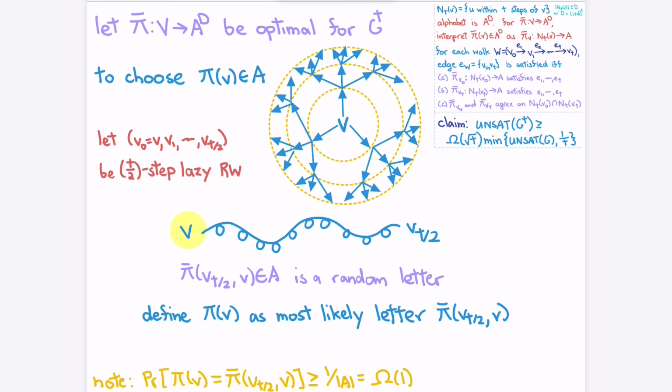One basic thing to point out is because you're taking the mode, you should be at least 1 over the size of the alphabet. If there's 10 letters in the alphabet, whatever letter you picked should be something that happens at least 10% of the time. So it's at least a constant.